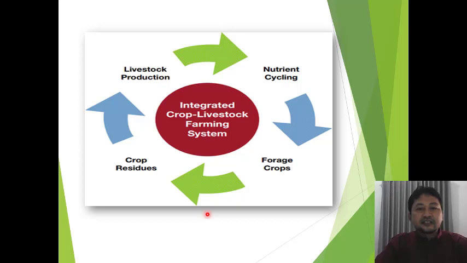You can see the existing cycle from forage crops, and then the product residue, and the crop residue can be used as feed for livestock production, and livestock production produces manure for nutrient cycling, and then as fertilizer for forage crops. So this is the existing integrated crop livestock farming system in the rural areas.